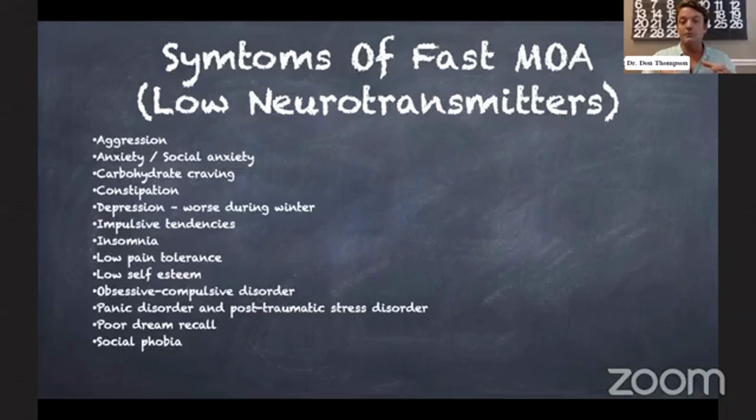A lot of times we want to say, I've got this gene, I've got this gene. Test the gene. If you test the gene, it's not an excuse for your behavior. So we don't want to say that, but it's something that gives you something to work on. And poor dream recall and social phobia, that goes in with social anxiety as well. But the poor dream recall, I'm going to give you a little trick with that in just a second.